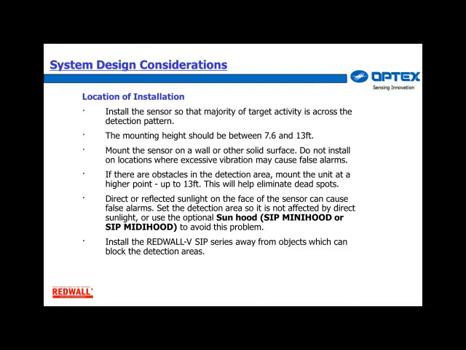If there are obstacles in the detection area, mount the unit at a higher point, up to 13 feet. This will help eliminate dead spots. Direct or reflected sunlight on the face of the sensor can cause false alarms. So set the detection area so it is not affected by direct sunlight, or use the optional sun hoods, the SIP mini hood or the SIP midi hood, to avoid this problem. Install the Redwall SIP series away from objects which can block the detection area.